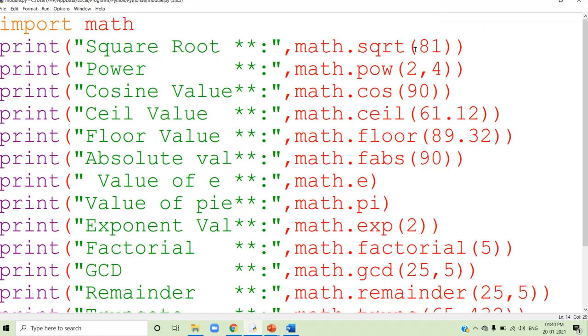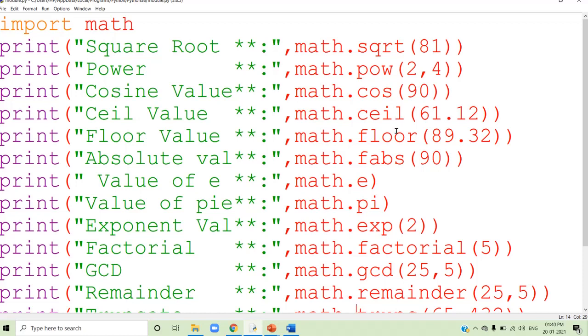See, SQRT, everybody knows that. SQRT is used to find the square root of a number. Now, power will find out the power, 2 raised to 4. If you are writing 3, 2, it will calculate 3 raised to 2. Cos 90, nobody will ask you what will be the value of cos 45, cos 90, cos 35, cos 70. You should know what is the purpose of this cos. The cos function will return the cosine value in radians.